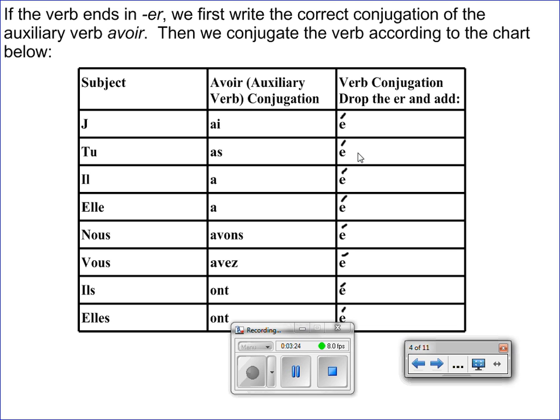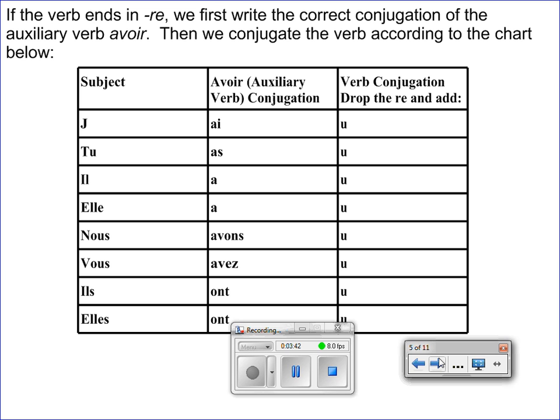Okay, so put the video on pause just so that you can study over this chart for a minute or two, and then we'll move on. All right.